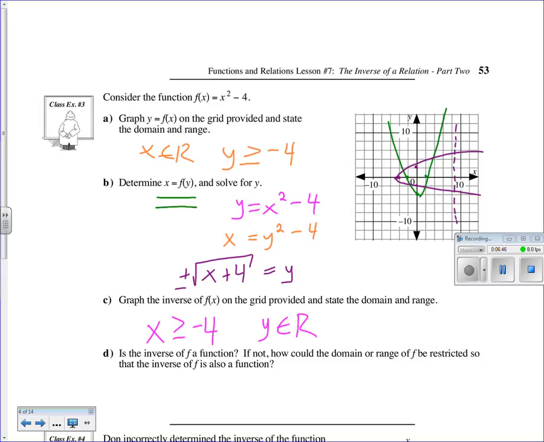We said that already. If not, could I restrict the domain or the range so that it's possible that it is a function? It turns out that this is a bad graph because it's symmetrical across the x-axis. And if I identify y as being greater than 0, I'm not going to have any troubles. So x is still greater than or equal to negative 4, but I want to say that y is greater than or equal to 0, which will eliminate the bottom part of the graph, or in a sense eliminate the square root with the negative sign in front.